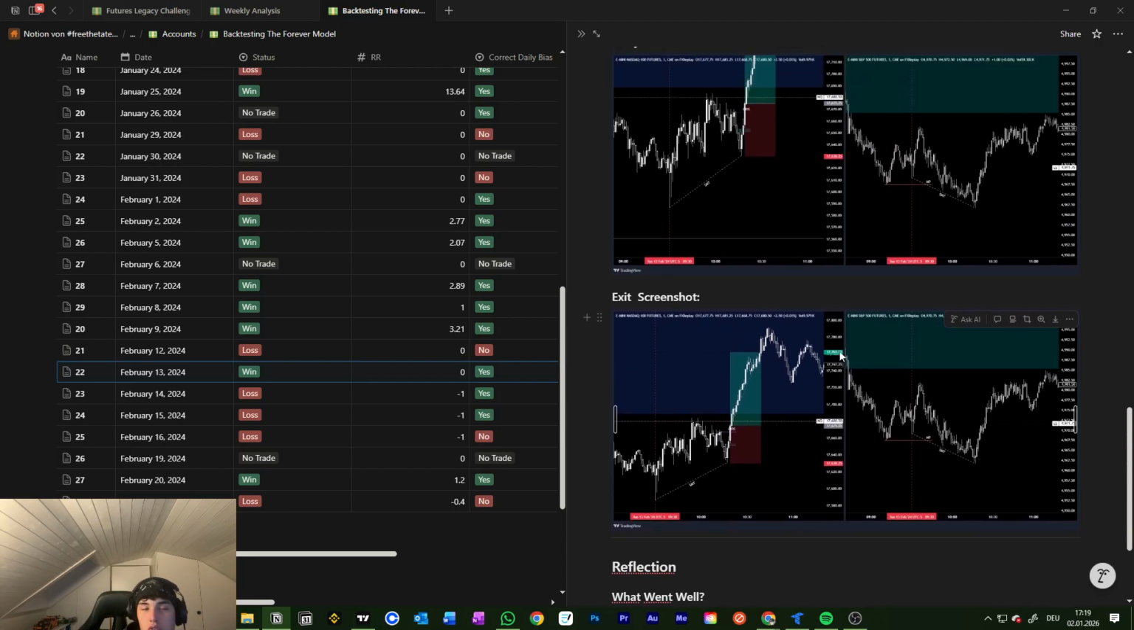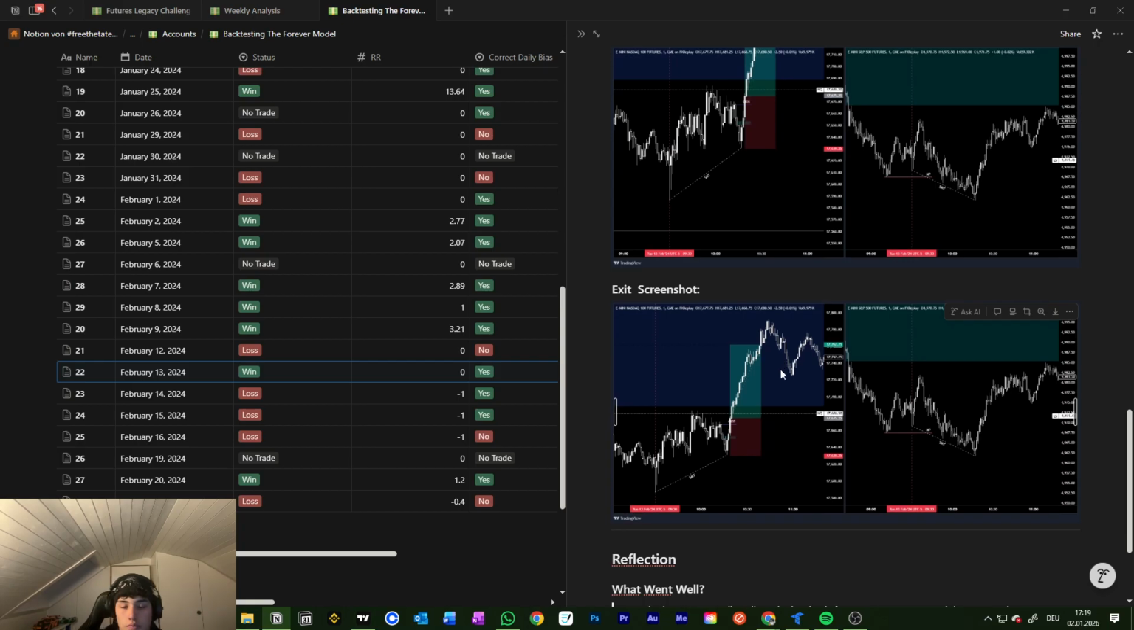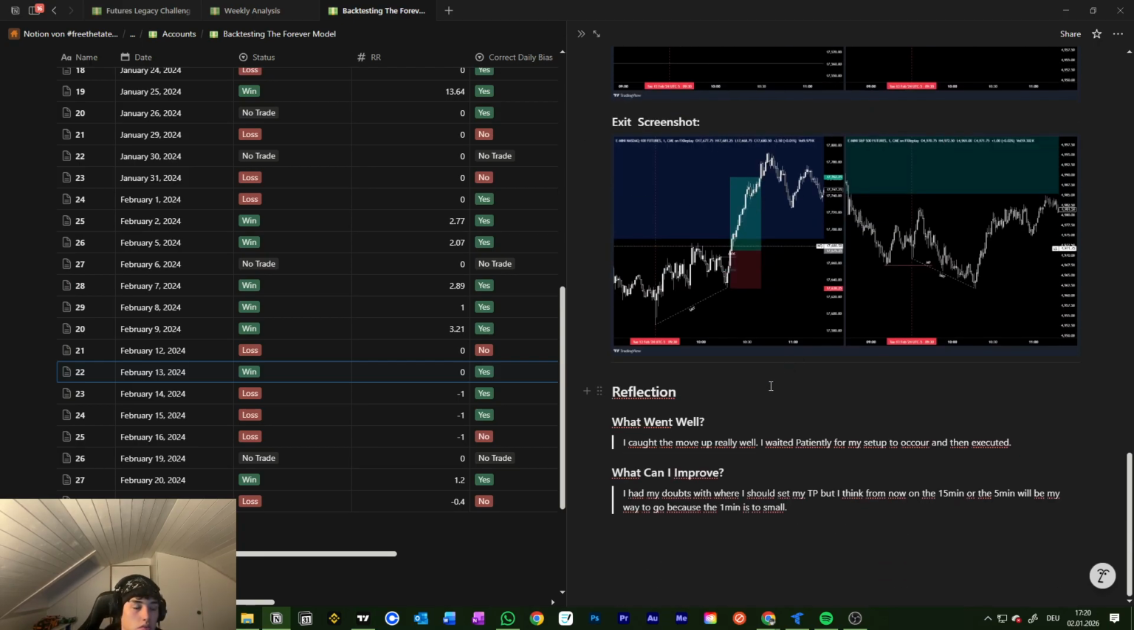So it's just the entry model I trade with. It's 1 minute change in the state with displacement. The change in the state needs to create a fair value gap, and then we tap back into the fair value gap, and that's where I take the trade. What can I improve? I had my doubts where I should set my take profit, but from now on the 15 minute and the 5 minute will be my way to go, because the 1 minute is too small. Yeah, that's exactly what I do.